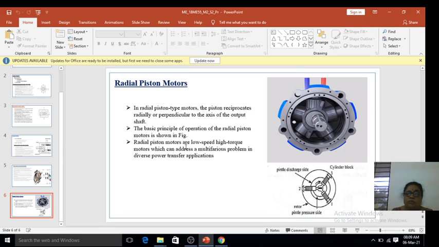Radial piston motors are low speed, high torque motors which can address multi-phase problems, with diverse power transmission applications. Thank you.